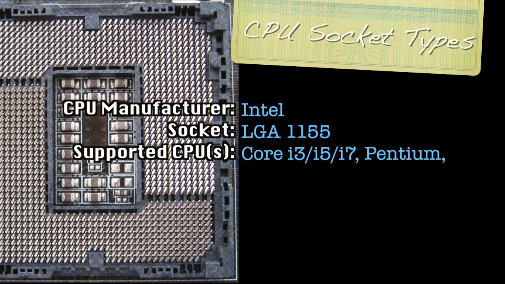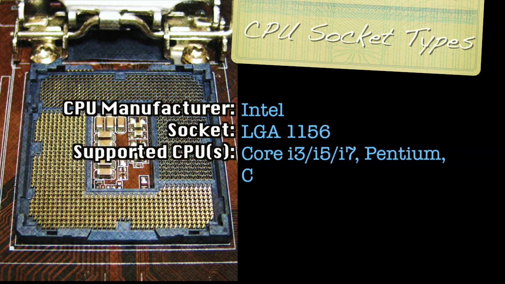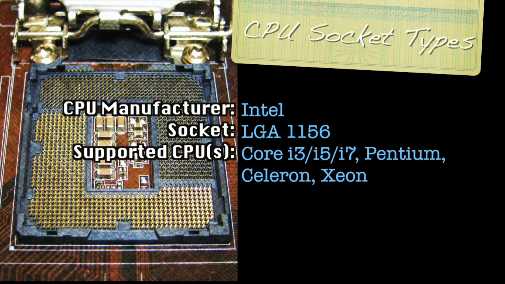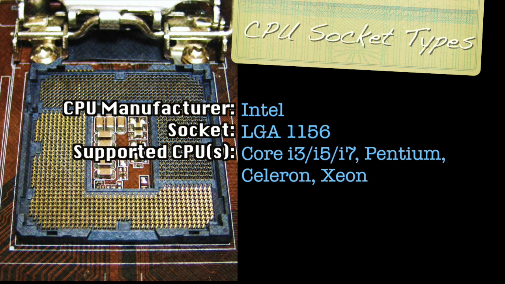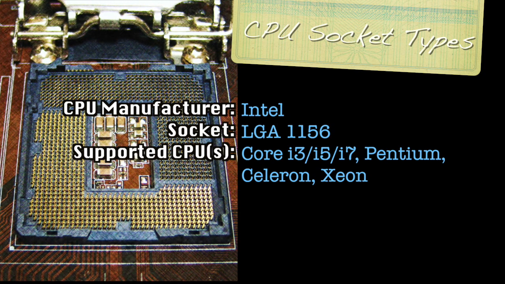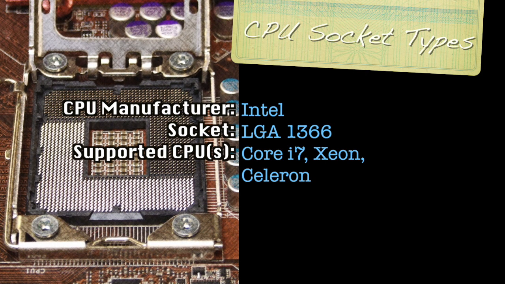It supports Pentium 4, Celeron, Pentium 4 Extreme Edition, Core 2 Duo, Core 2 Quad, and Xeon. Socket LGA 1155 CPUs are based on Sandy Bridge or Ivy Bridge architecture, and they support Core i3, i5 or i7, and Pentium, Celeron, and Xeon. Socket LGA 1156 CPUs are based on the pre-Sandy Bridge architecture, and they support the Core i3, i5, or i7, the Pentium, Celeron, and Xeon. The very first Core i7 processors used LGA 1366, so this supports Core i7, Xeon, and Celeron.